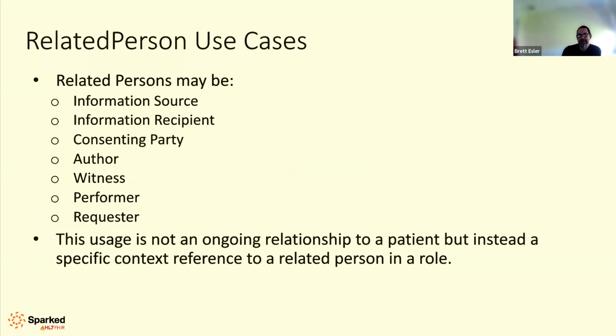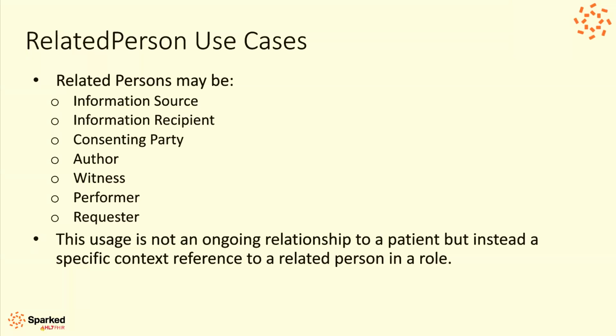Definitely, there are ways related persons might be involved in records: as an information source, as a recipient of information, as a consenting party, authors, witnessing, performing actions, and requesting actions. So that's a subset of the kinds of things lifted from different uses. Usually that means they're referred to by other FHIR resources as being a party involved in that record. So yeah, Chris.